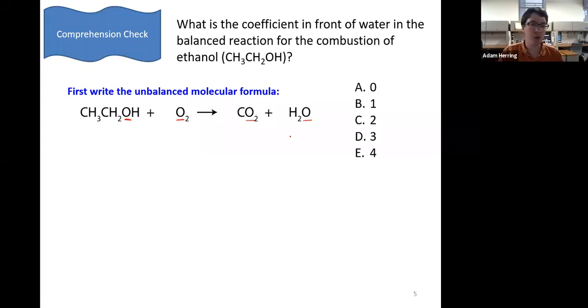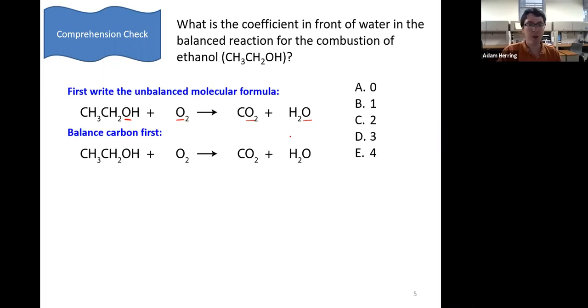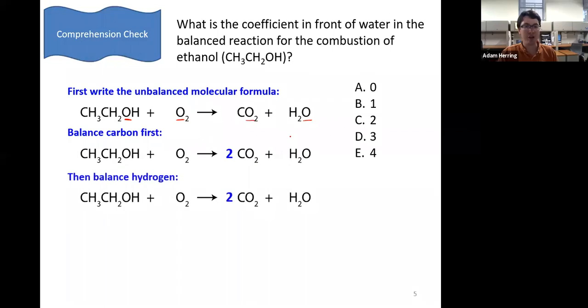For this example, I'll show you how to balance with carbon first. So we see that on the right-hand side, we only had one carbon. On the left, however, we have two carbons. So in order to balance the chemical equation with respect to carbon, we need to place the coefficient 2 in front of carbon dioxide. Now, in the reactants and the products, there's two carbons. Now let's take a look at hydrogen. Hydrogen has 6 hydrogens in our reactants and 2 hydrogens in our products. So in order to balance it, we need to put a coefficient of 3 in front of the water molecule.